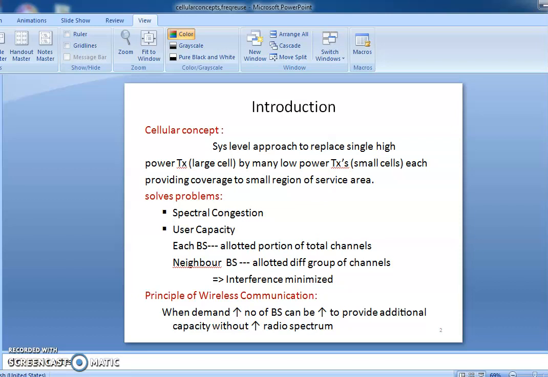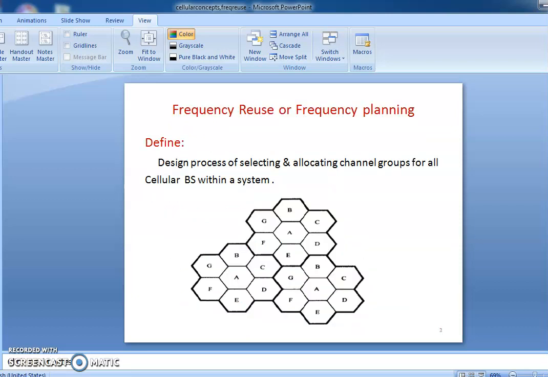Then what is the principle of wireless communication? When the demand increases, we have to use more base stations. That is, the number of base stations has to be increased in order to meet the increasing demand or capacity. At the same time, there should not be any increase in the usage of the radio spectrum. The same amount of radio spectrum has to be used. This is the principle of wireless communication.